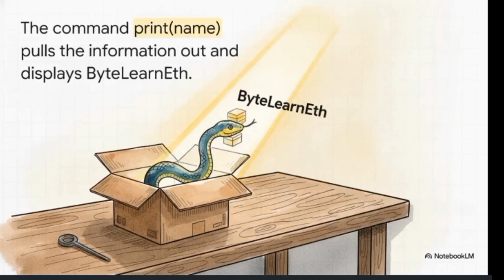So, we've put the information into the box, but how do we actually get it back out? Well, we use the print command, which you might actually remember from our first explainer. When we write print(name), we aren't writing the actual word ByteLearnEth. We're literally just handing Python the box labeled name. Python opens it up, sees what's inside, and shows it to us. The output just becomes ByteLearnEth. The print command effortlessly pulls the info directly out of that variable box.